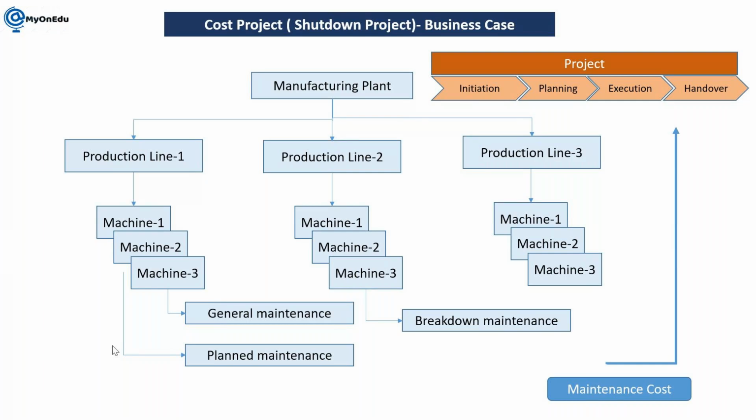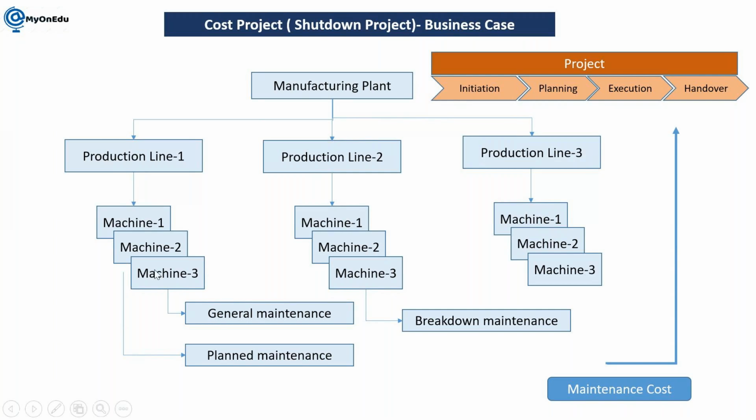To manage this, if it is a huge plant, we can have a project where the individual production line can be considered as a functional location in plant maintenance, or we can consider it as a WBS element in the project itself. Individual machines can also be considered functional locations. So basically it's a best example of PS and PM integration.